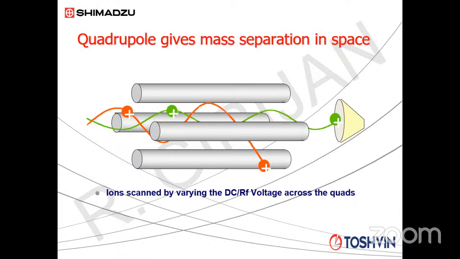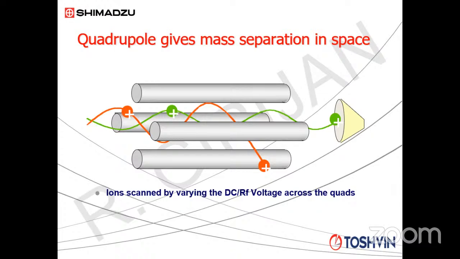Normally we don't touch the quadrupole system and the user has no access to it. Even the service person normally doesn't go to the quadrupole system. Even a very minute disturbance in the alignment can cause a lot of problems, because it's very, very critical.